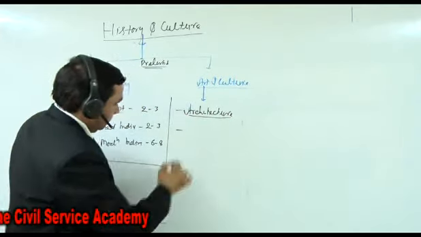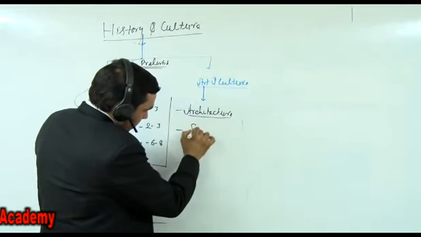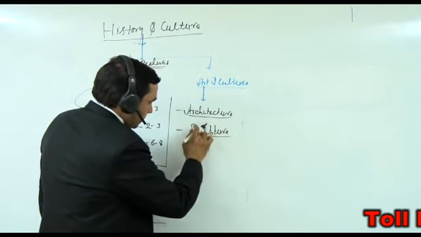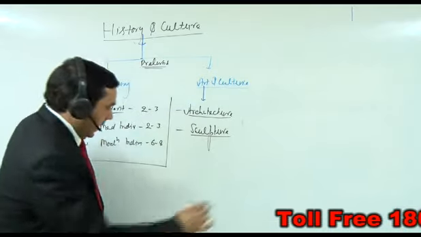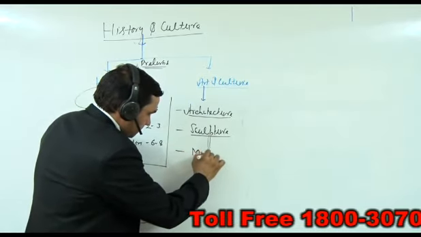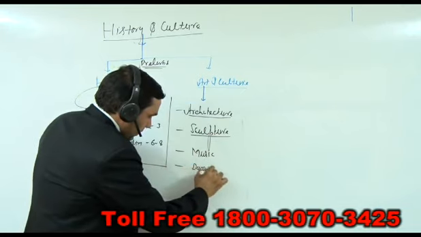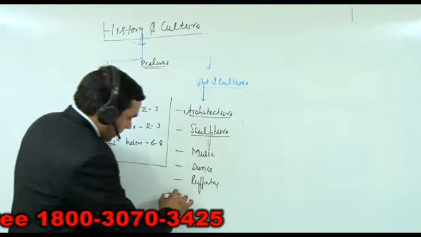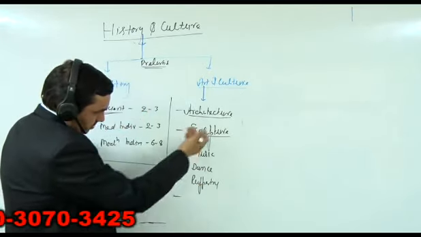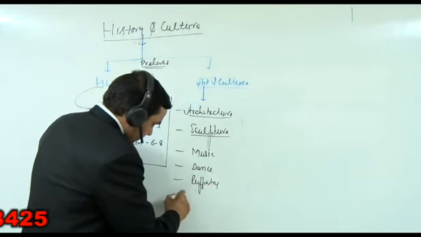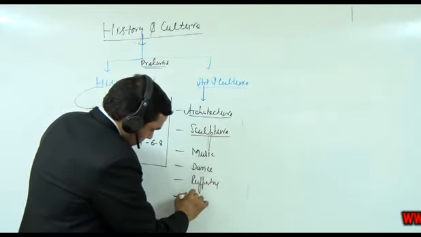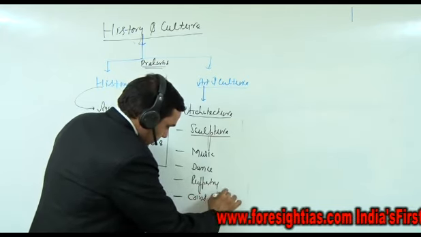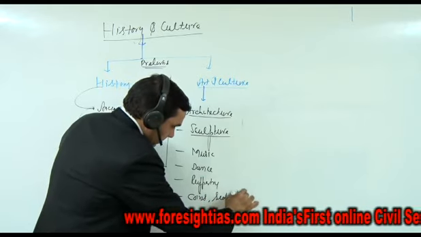After architecture, a person could express his creativity in the form of sculpture, that is making images. Then music, then dance, puppetry, then the creativity could also be expressed in the form of coins, seals, pottery.